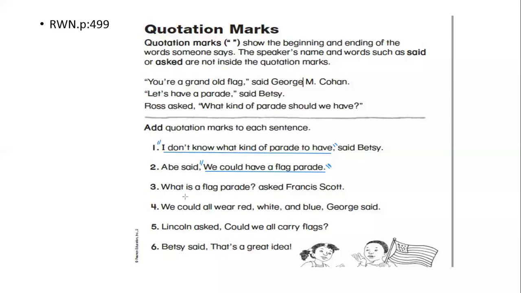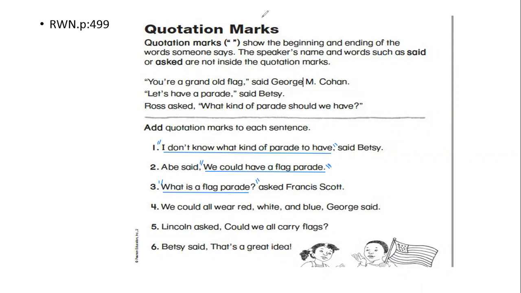Three, what is a flag parade? Asked Francis. Okay, this is the exact word. Yes, I can add the quotation marks at the beginning of his speech and at the end. Place the question mark before the ending quotation marks.